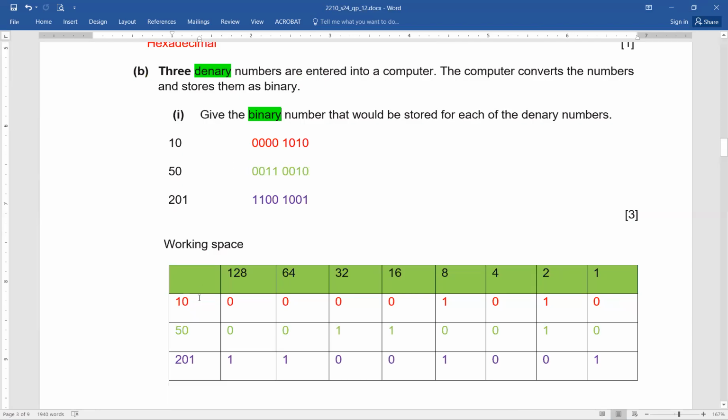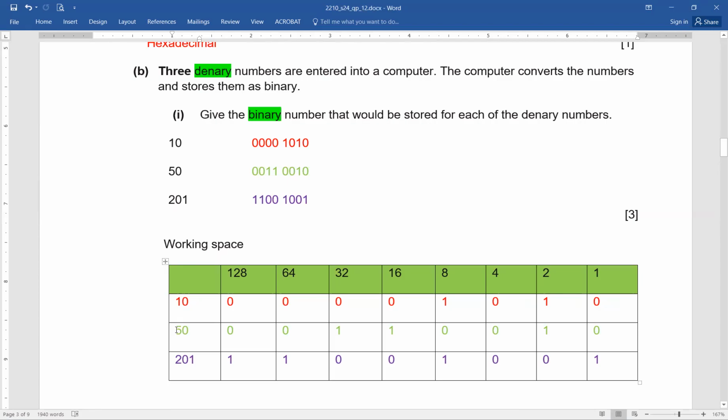So what will you do? 10, 50, and 201. This is my working space. And I have mentioned this 1, 2, 4, 8, 16, 32, 64, 128. I hope that we all are okay with this. So which bits should be turned on to make it 10? So simple, 8 and 1. Isn't it? The rest of the bits are off.